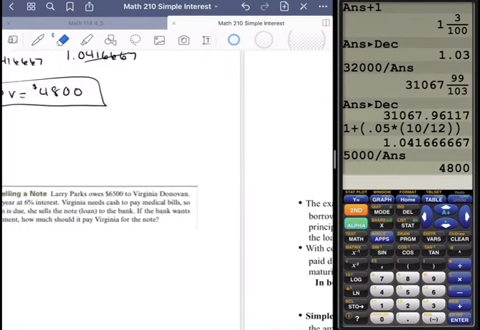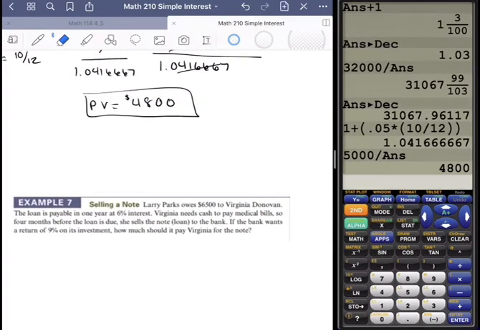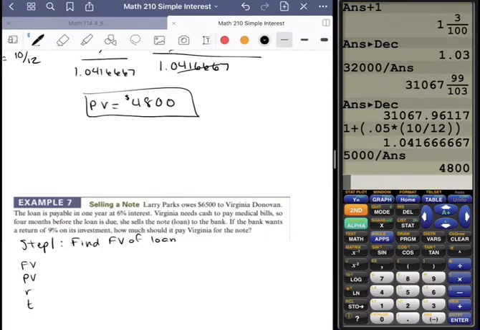This requires 2 steps, so let's make sure we have this. Step 1: find the future value of the loan. So we have future value, present value, rate, and time.